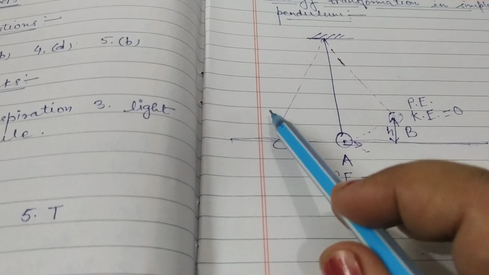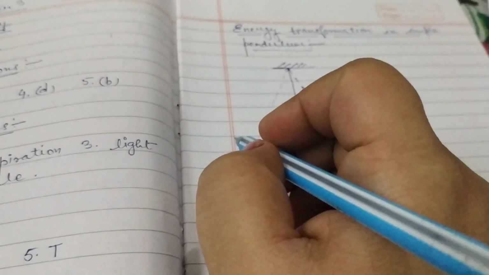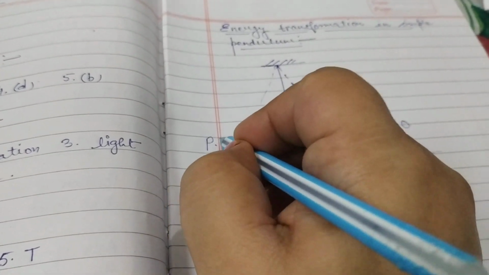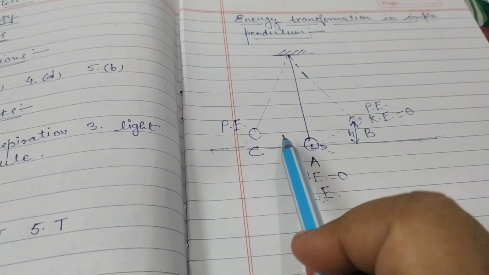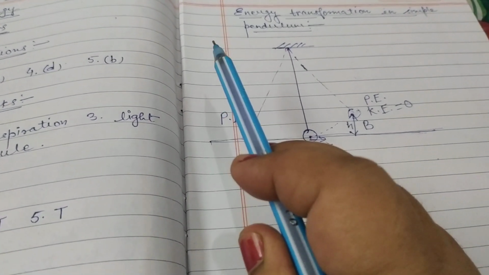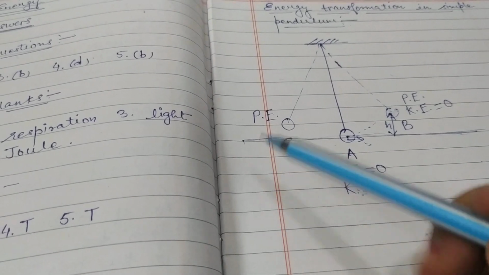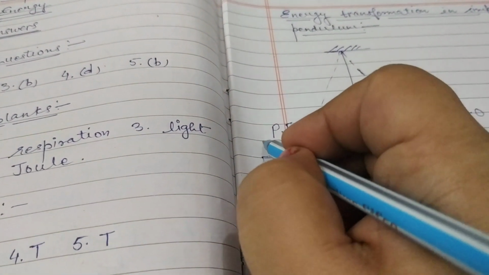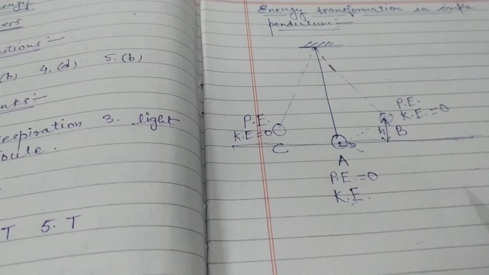When it starts rising up, again the height will increase, so potential energy will increase. So up till here, potential energy will become maximum and kinetic energy will keep on decreasing now, because height was increasing, potential energy was increasing, so kinetic energy will decrease. And here what will happen? Kinetic energy will again become 0, right?